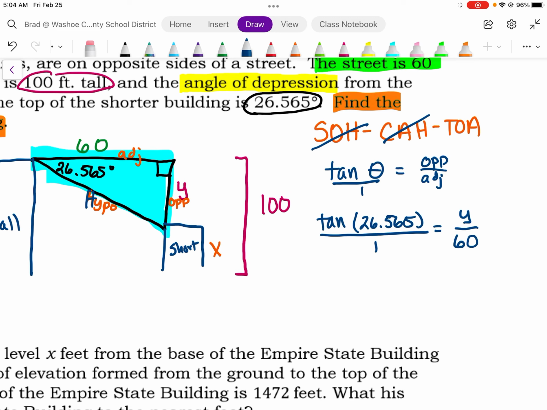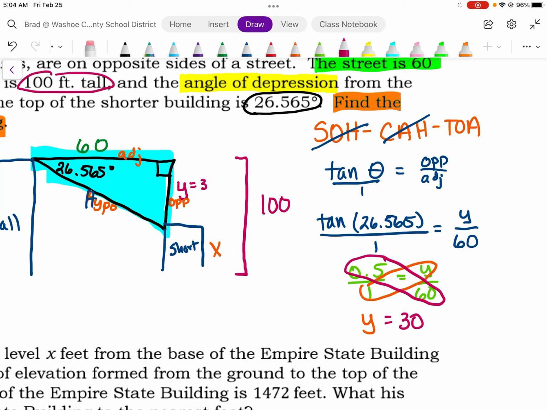So let's go ahead and find out what that tangent of 26.565 actually is. And I got pretty close to 0.5. So 0.5 over 1 is equal to y over 60. So then we'll cross multiply. So 1 times y is going to be y. And then cross multiply this way, and I'm going to go ahead and get 30. Oh, that's nice and easy. So maybe that's why I got such a specific decimal.